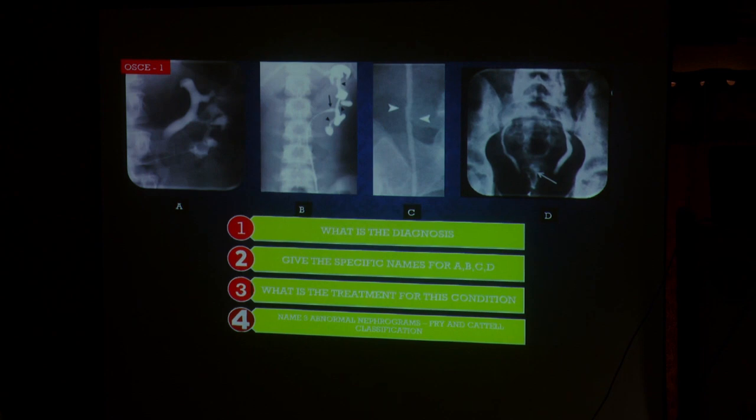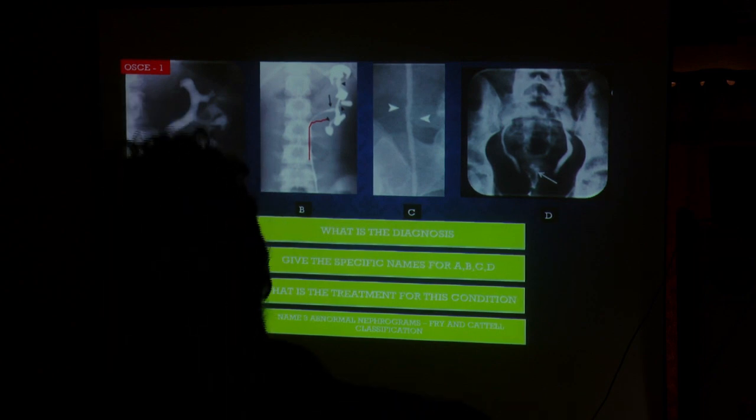Okay. Coming to the second one, here you can see the renal pelvis is pulled up like this. This is a hiked up pelvis. And coming to the third one, here you can see multiple mucosal irregularities in the ureter. So what is the name for this third one? Sawtooth ureter. So this is the sawtooth ureter.